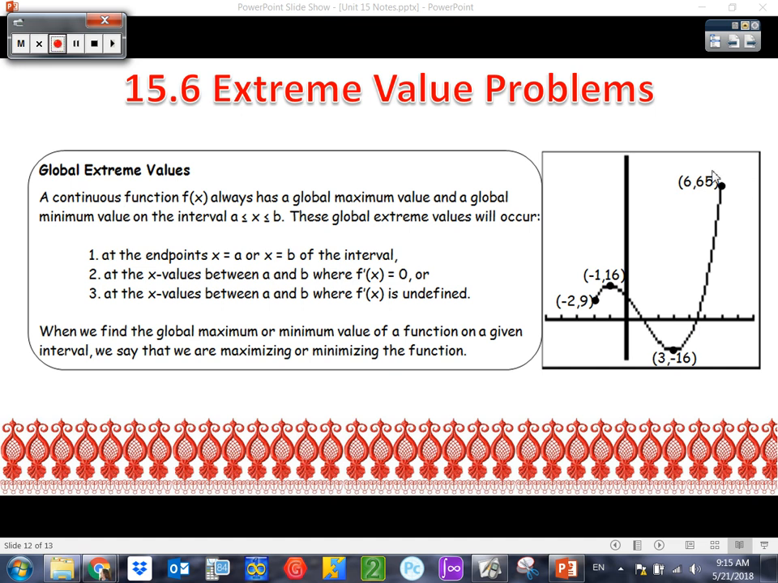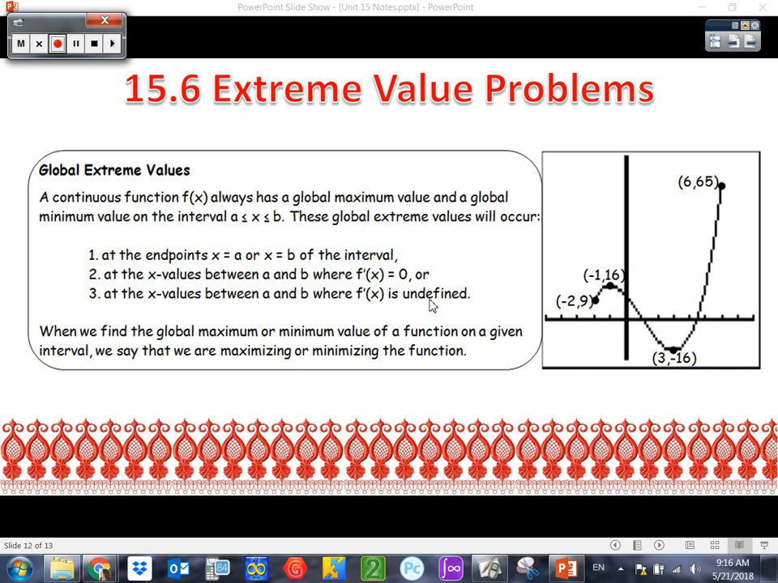So in this situation, this absolute maximum would be like number 1. It's where it's at the end of the interval. But the absolute minimum of -16 would be where the first derivative is 0. So it just depends on what you're dealing with. You could have one of each in there. Okay? So questions so far on the concept.